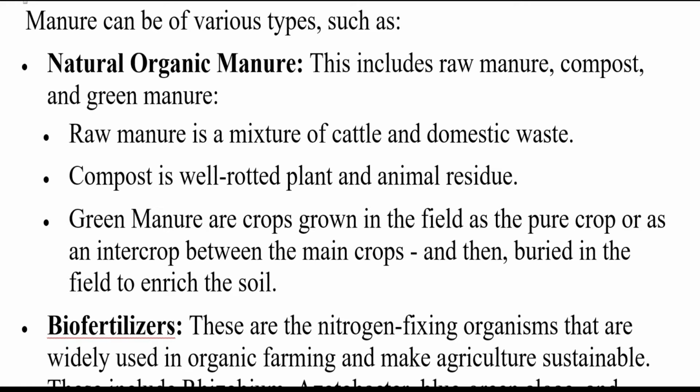The second one is compost. Compost is well rotted plant and animal residue, the waste of animals and rotted plants. Green manure is crops grown in the field as a pure crop, or as an intercrop between the main crops, and then buried in the field to enrich the soil. So after harvesting, the plants are buried to enrich the soil.